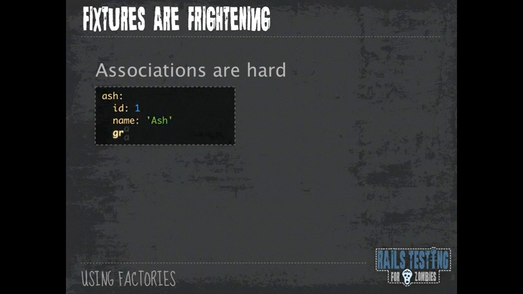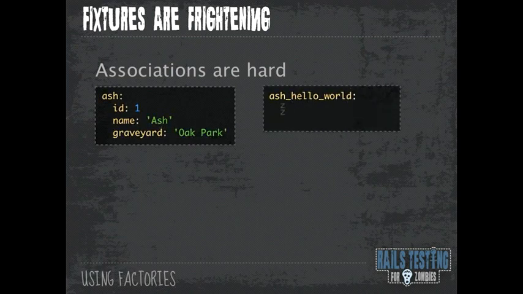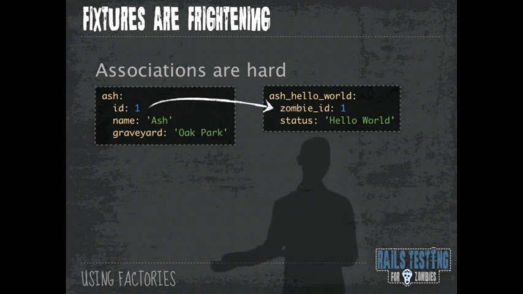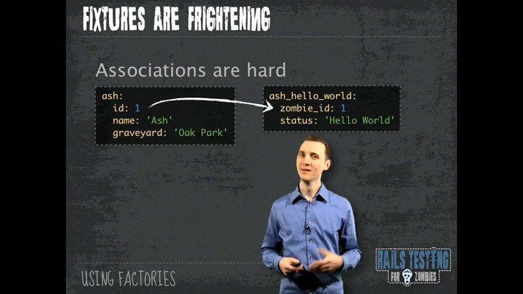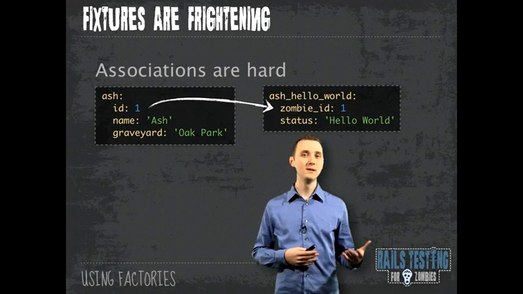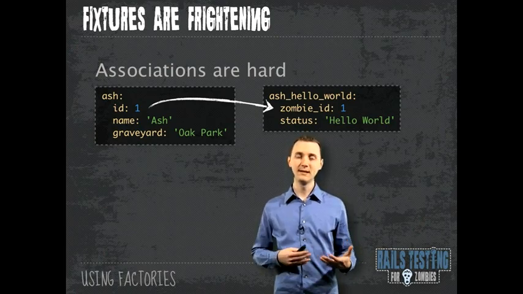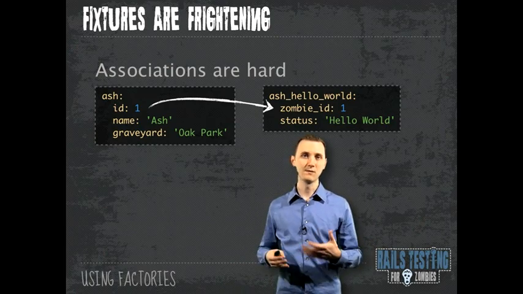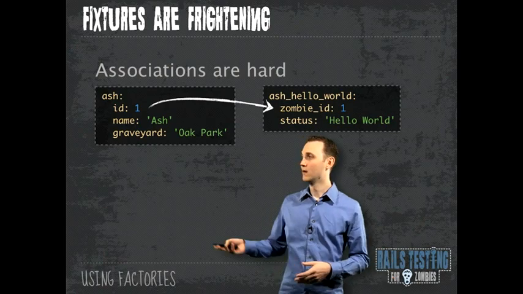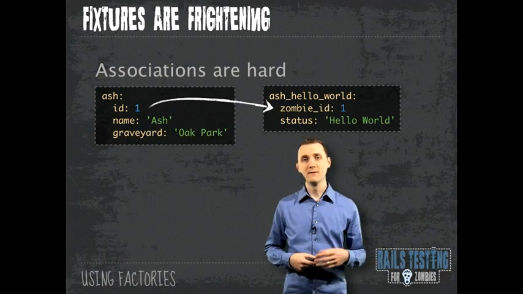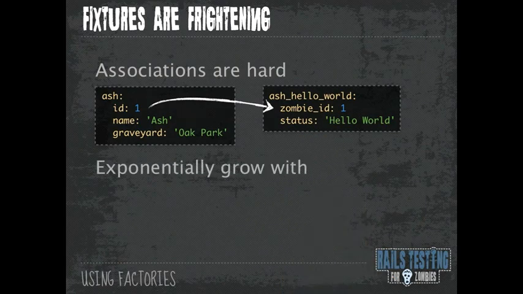One of the problems is that associations are hard. Greg showed this to you in some of the earlier levels, where to create a zombie that had tweets, we had to reference that zombie as its zombie ID from the tweet fixture back to the zombie. You could see that that could get really difficult when you start to get a lot of fixtures or a lot of test cases. You'll quickly learn that your fixtures file grows exponentially with edge cases, because you might want a zombie with a certain name or a zombie with a certain graveyard, and so it multiplies out.